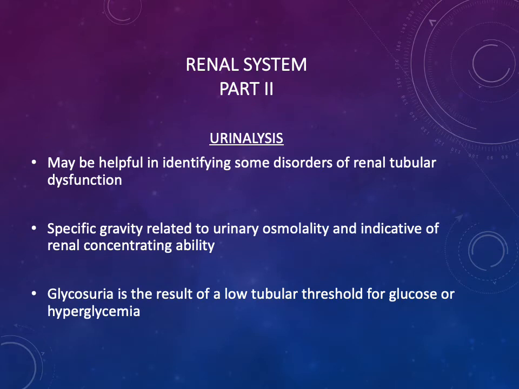Specific gravity is related to urine osmolality, and it's indicative of renal concentrating ability. Normal specific gravity is 1.025 to 1.030. Proteinuria is considered more than 750 milligrams a day, and that's abnormal. However, if you have some in a febrile state, dehydration, or pregnancy, it may be normal, and it may or may not be significant.